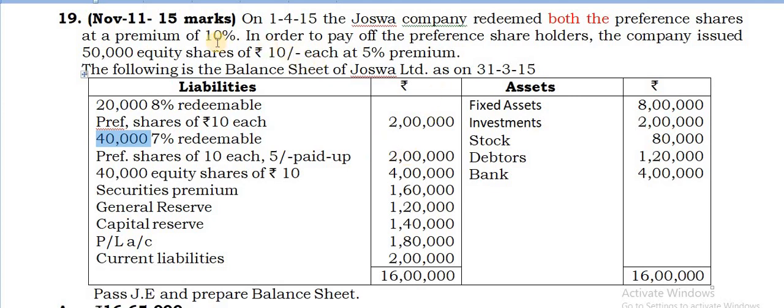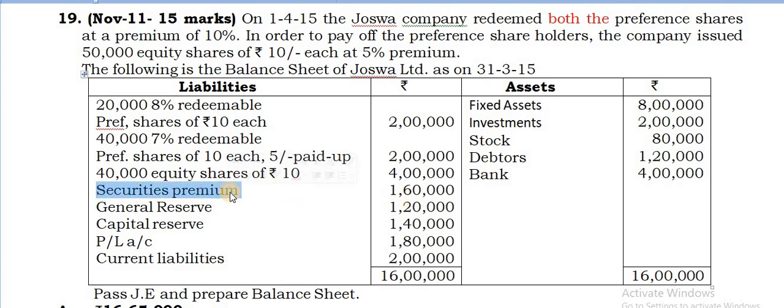On 6 lakhs, 10% premium comes to 60,000. But there is already a securities premium, a sufficient amount is there. So if 60,000 goes, 1 lakh will be there. Along with that, here 50,000 shares of rupees 10 each, 5 lakhs into 5% premium, 25,000 it comes. So 1 lakh plus 25,000, 1,25,000 balance will be there in the new balance sheet.